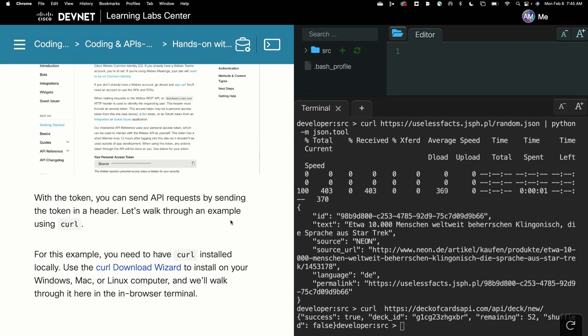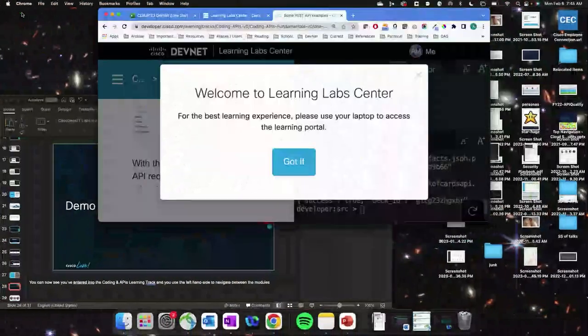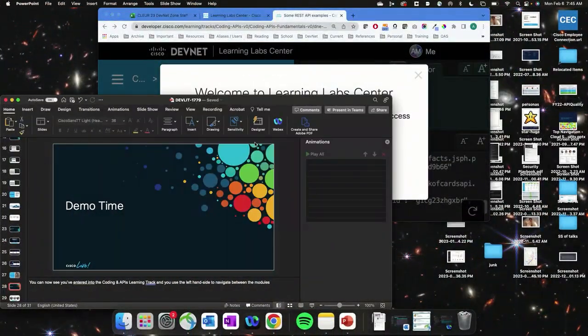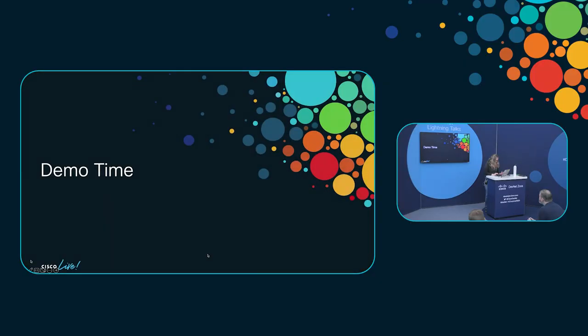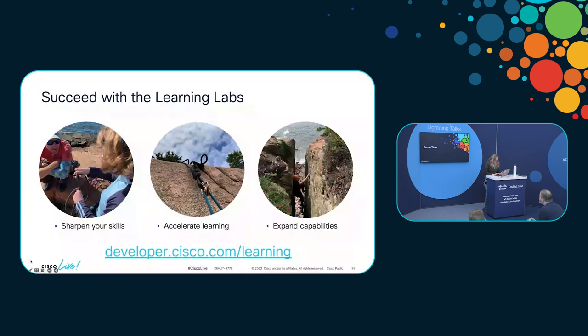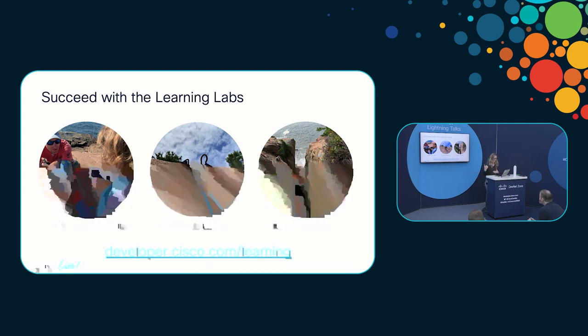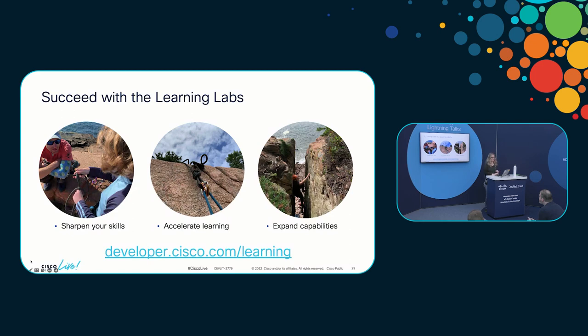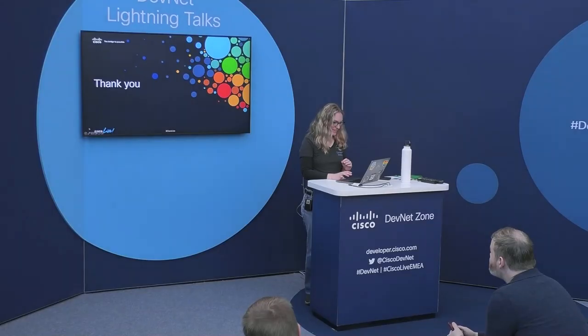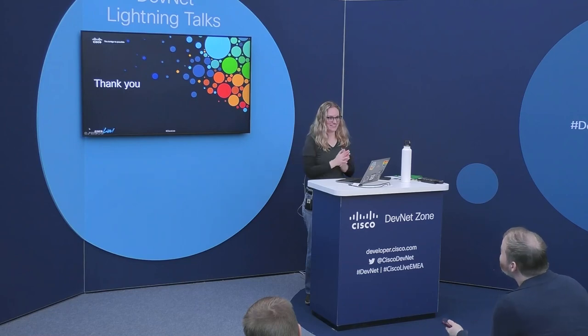All right, let me go back. So if you're interested in developing new skills, whether it's automation or programmability, go to the learning labs at developer.cisco.com/learning. And that's all I have for you today. Thank you.